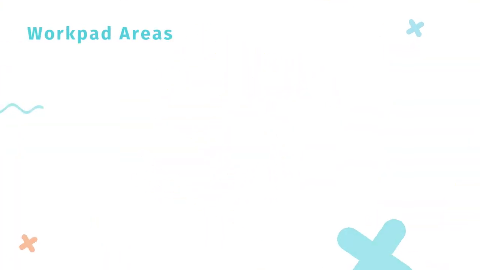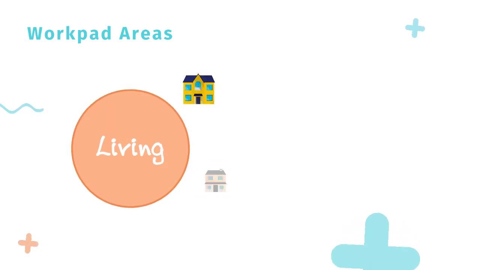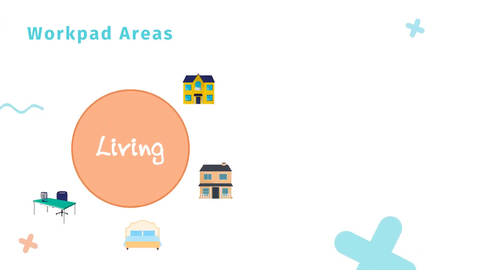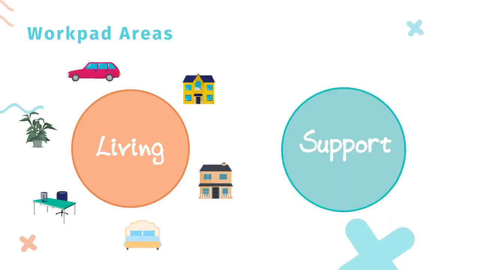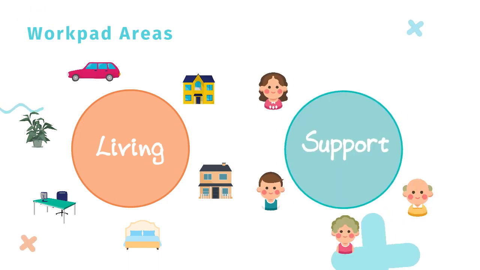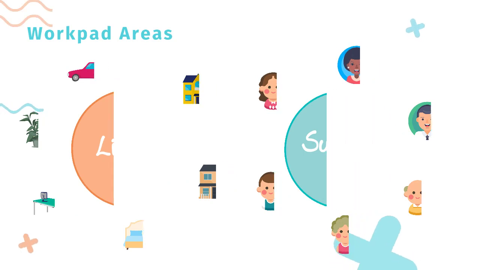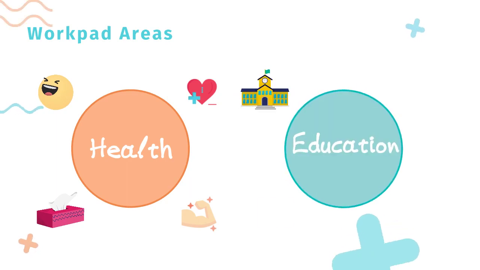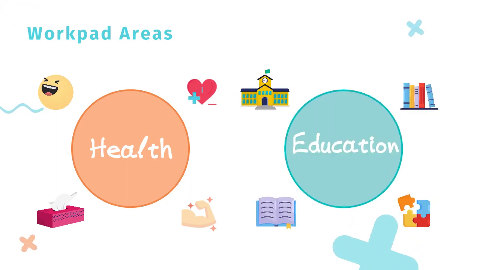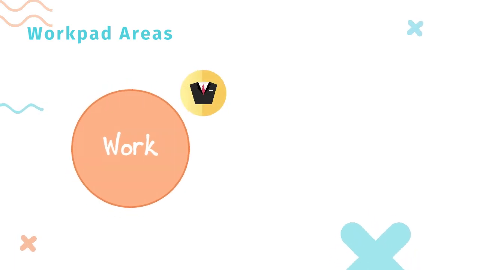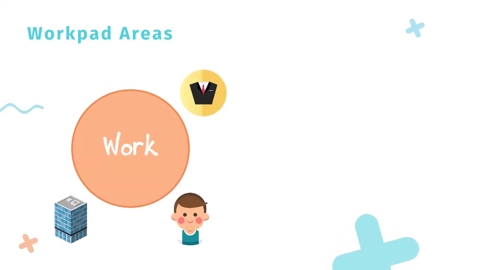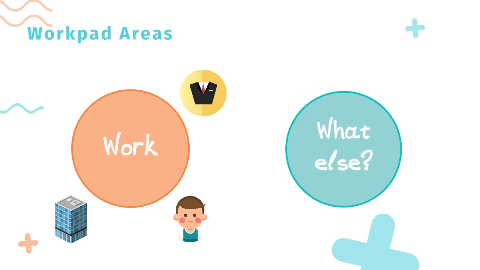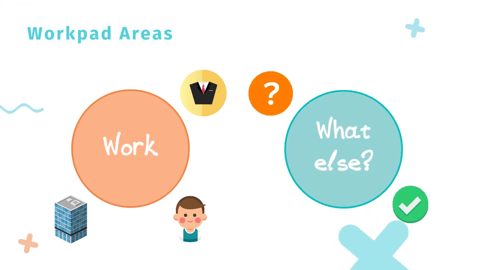The aspects could be, but are not limited to: Living means how satisfied am I with my living situation and how stable is it? Support means support from friends, family or professionals. Health means physical and emotional health. Education, what did I learn in school or in training programs? Work and volunteer experience, also including family work. What else means other aspects that might be important for the client's life, etc.